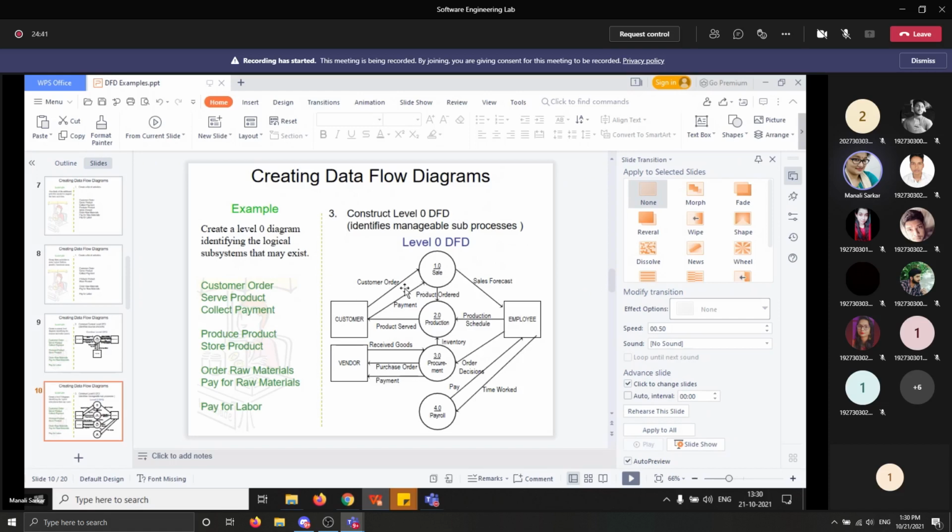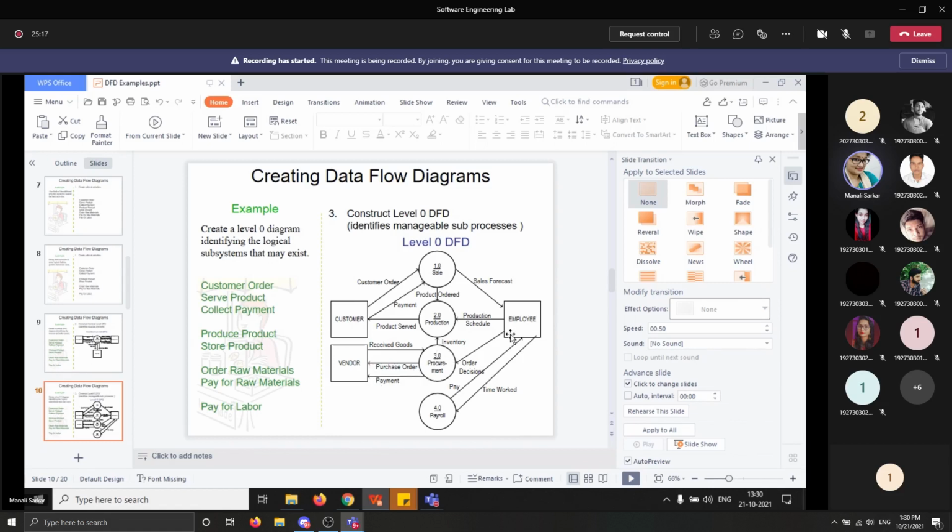So here, customer order 1.0, then payment, and whenever the sale happens, it shows the product order to production, which in turn shows the arrow in this direction, that is product served. The employee is also showing the production schedule. Next, there is another entity, that is vendor. Vendor is showing received goods to the procurement, which in turn returns the purchase order, and also the payment.